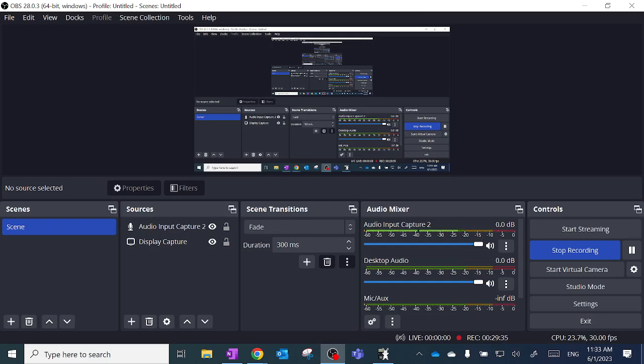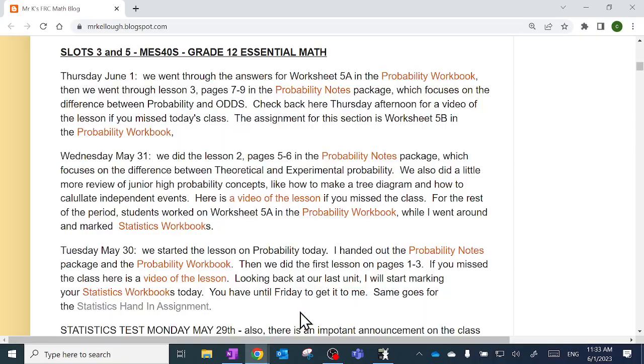All right, what are we doing now? You can work. I'm going to move things around here. I said on the blog that we'd go over lesson worksheet 1, but I could see that some people barely started it. So I'm going to let tomorrow be a work period. So I'm going to say, we went through lesson 3, which focuses on the difference between probability and odds.